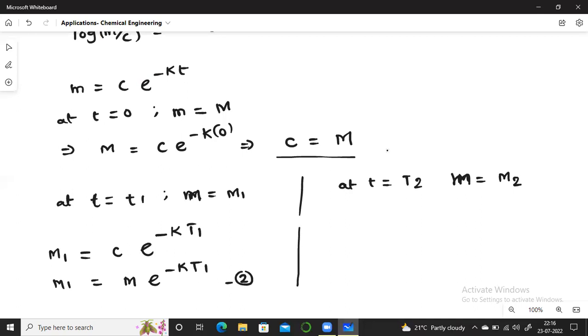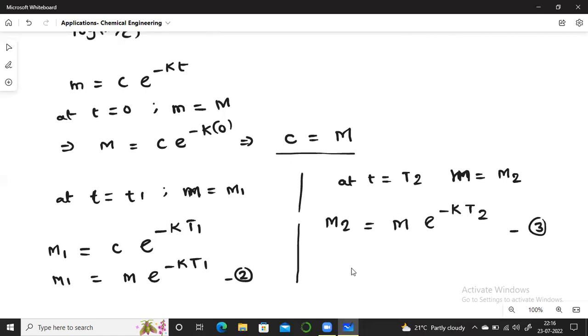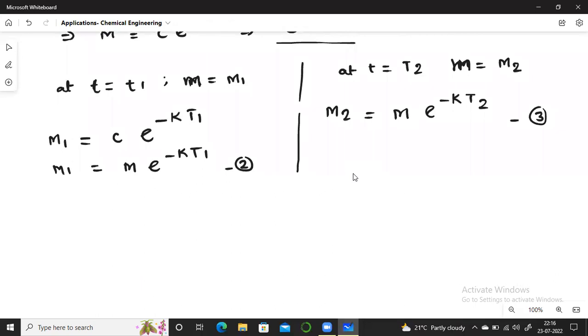Now at t is equal to capital T2, small m becomes m2. So m2 is equal to c, nothing but capital M, into e to the power minus k T2. Let me take this as equation 3. Now equation 2 over 3 I can write, because another constant I want to find out, that is called k. I don't know what the value of k is. So what I do is I do 2 over 3.